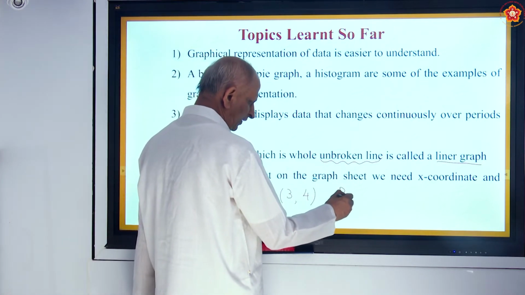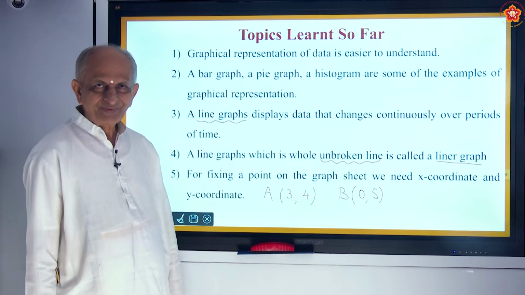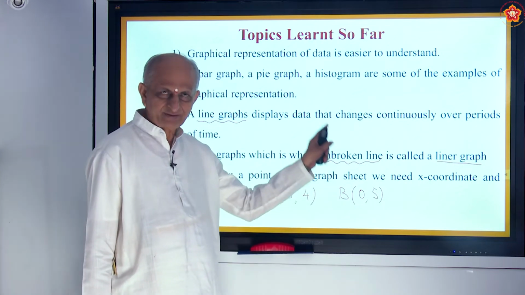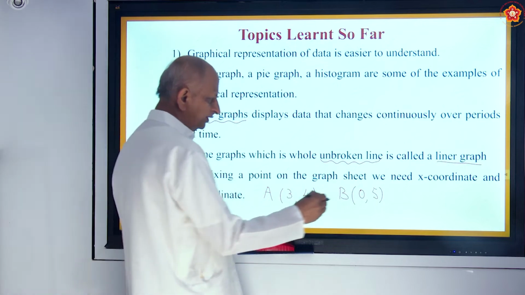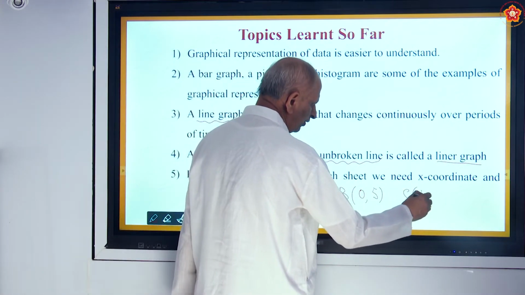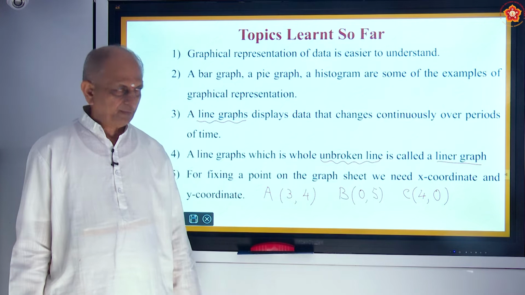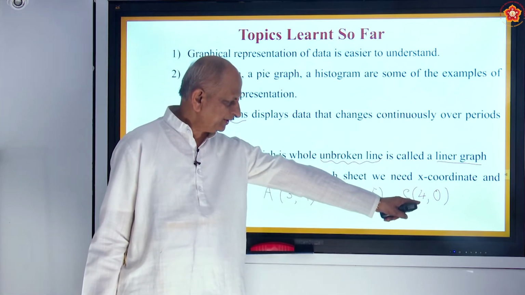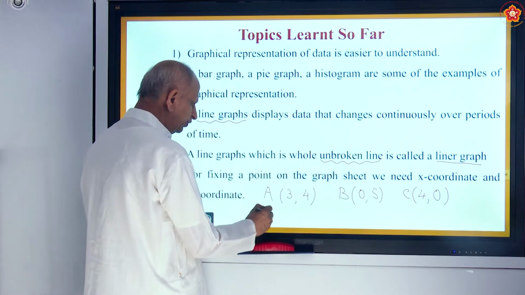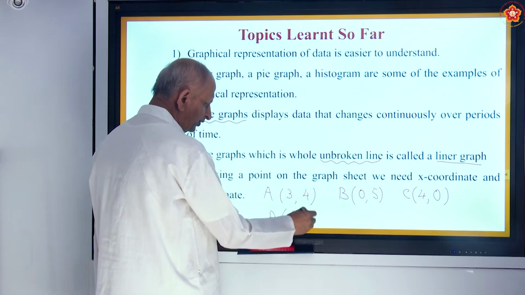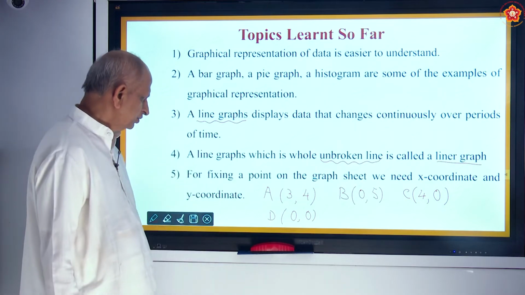Suppose you have a point called B, 0, 5. What do you mean by 0, 5? 0, 5 means the point is on the y-axis, because 0 on the x-axis means you should have only the y-axis. Suppose a point called C, 4, 0. It means the point is on the x-axis. You have to see up to 4 digits and you get 4, 0 there. And suppose you have a point called 0, 0. What does that 0, 0 represent? It represents the origin, is it not?